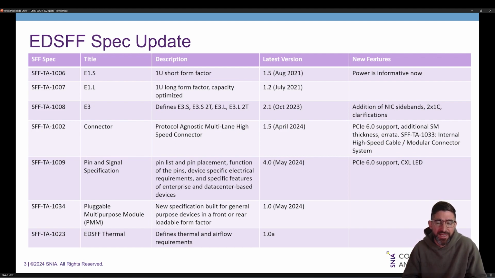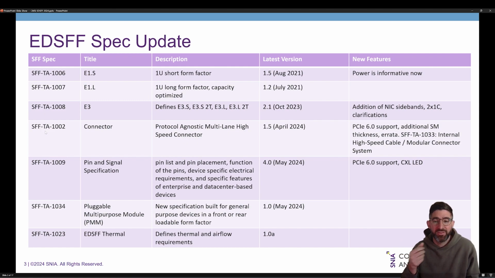As far as the specs, EDSFF comes from the SNIA SFF group, and the SNIA SFF specs are the ones that define the actual EDSFF form factors. There are three form factors for the actual physical dimensions: E1.S, E1.L, and E3. Those specs have not been changed much recently. The E1 specs haven't been touched since 2021. For E3, spec 1008 was updated in 2.1 to add support for NIC sidebands, 2x1C. So if you want a standard backplane with x4 connections but a device that has multiple, and then clarifications around some of what would be needed for CXL.